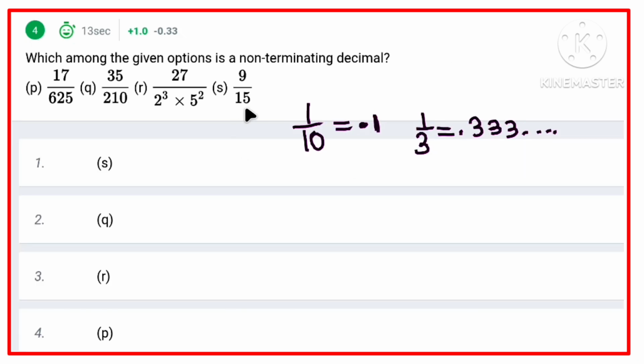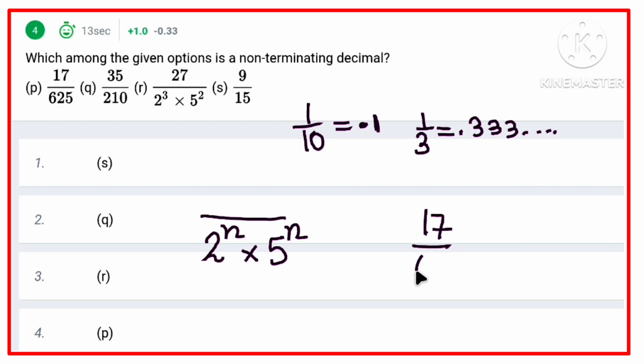And the shortcut rule for a terminating decimal is, in the denominator you need to have only the powers of 2 or the powers of 5 or both. Nothing else than these two numbers in the denominator after simplification will give you a terminating decimal. So here if you see the first option, we have 17 by 625. The 625 you can write as 5 to the power 4, and we have 17. As here in the denominator we have a power of 5, this is going to be terminating.